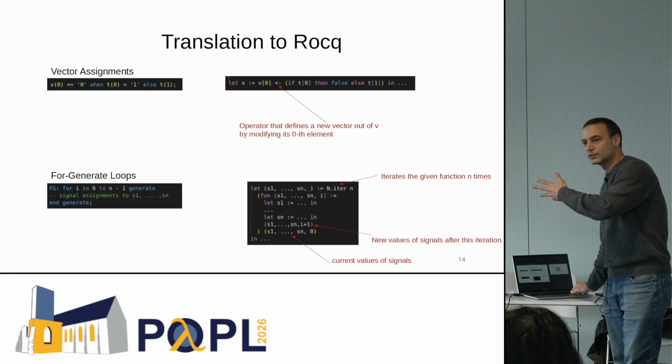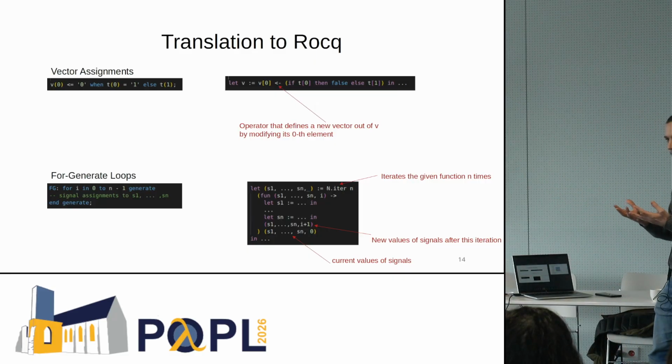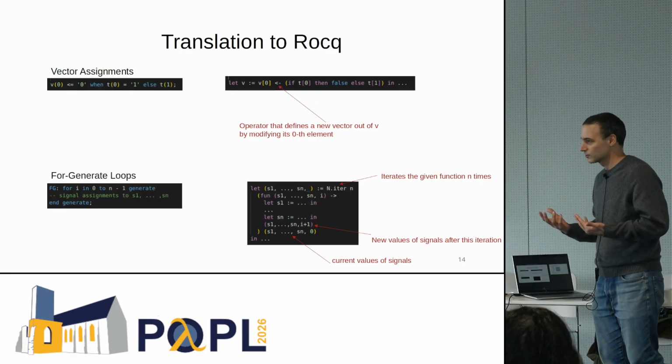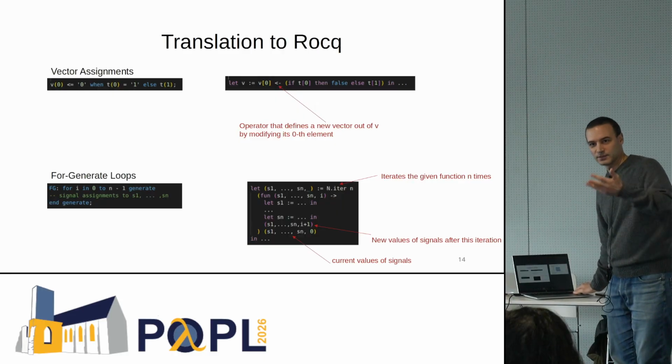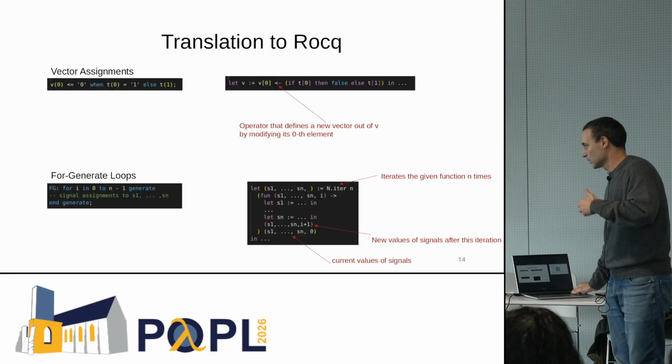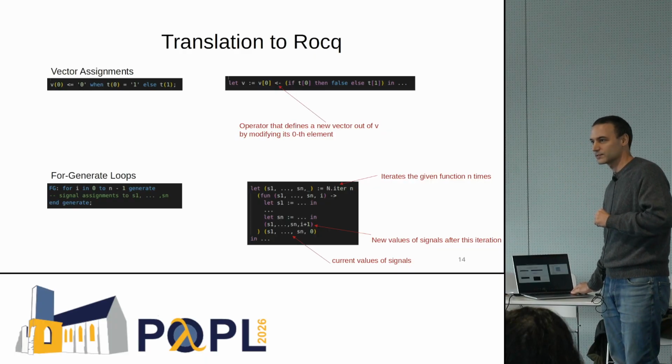So my point here is that I think the translation is quite simple. I think it's as simple as it could be, and this is important because we write Rocq proofs, and of course, if your translation is very simple, then this is much less effort.